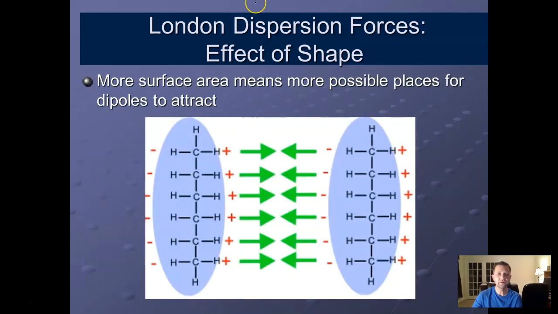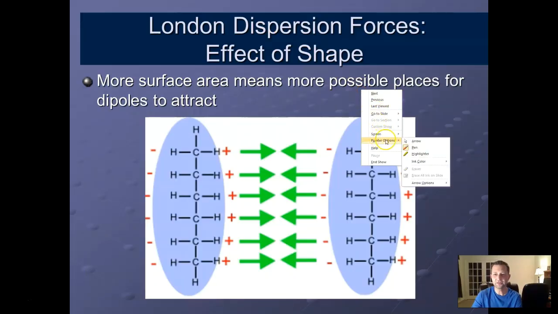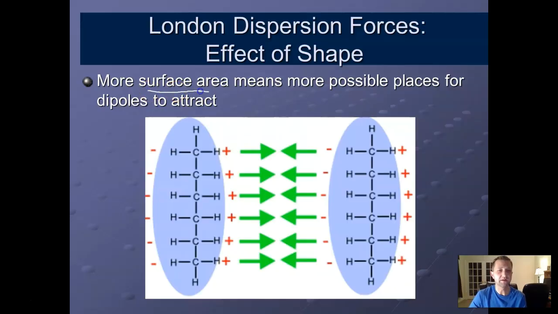So what we need to focus on for London dispersion forces, if we have a difference in shape, is surface area. More surface area means more possible places for dipoles to attract to one another. So I have 1, 2, 3, 4, 5, 6. I have a 6-carbon chain here. This would be hexane, I guess. If it's attracted to another hexane molecule, look, there's 1, 2, 3, 4, 5, 6 locations for that to occur. So very flat, a lot of surface area for one molecule to be attracted to another one.